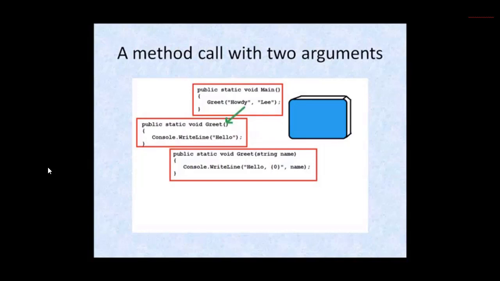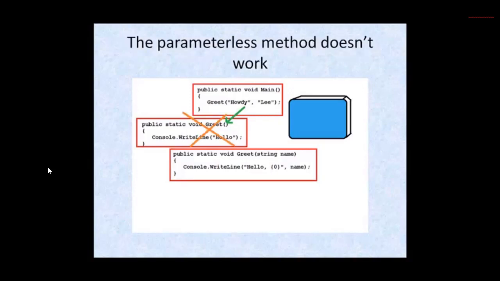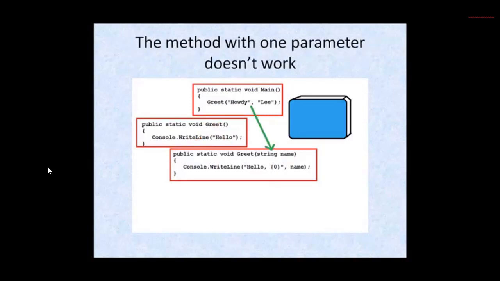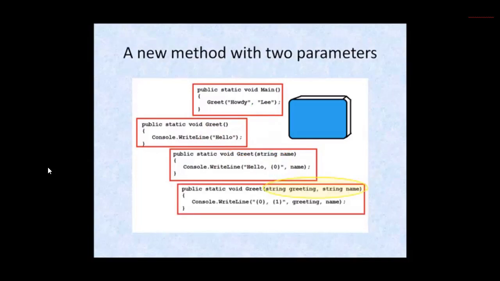Suppose you try to call the method using two arguments. The method that accepts no parameters doesn't work. The method that accepts one parameter doesn't work. But you could write a version with two parameters. And then when you call the method, in this case, howdy is passed to the greeting and Lee is passed to the name. And this method produces howdy Lee.